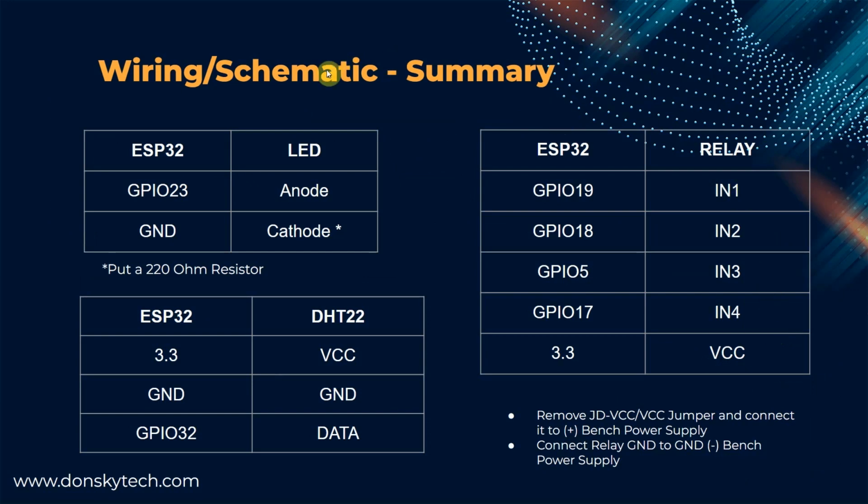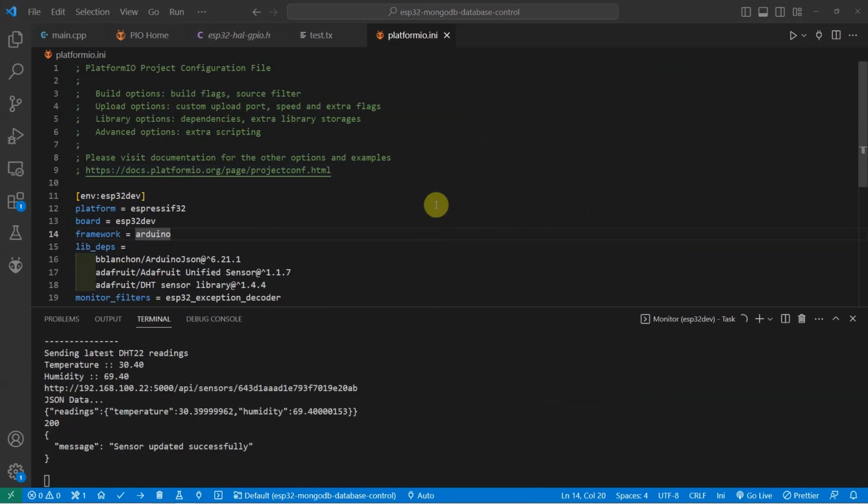So this is the summary of the wiring and schematic diagram. As I have mentioned, I have separated the load circuit from the trigger circuit, so that's why you need to remove the JD-BCC and BCC jumper and connect it to our bench power supply. So let's now go into our project.